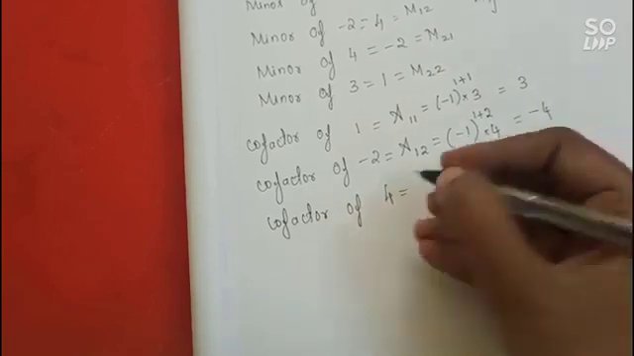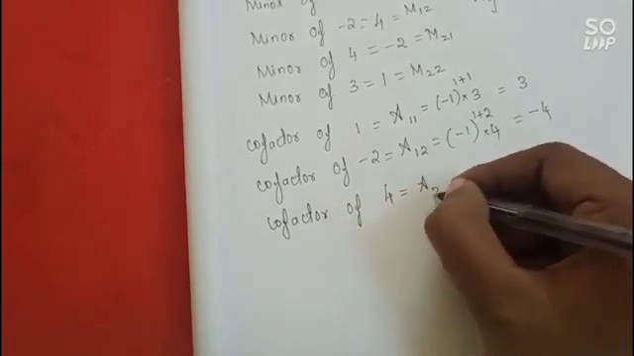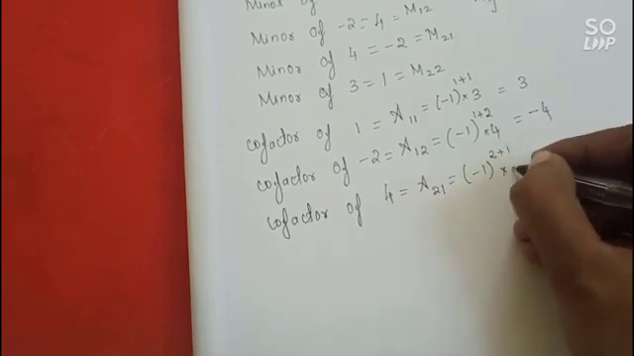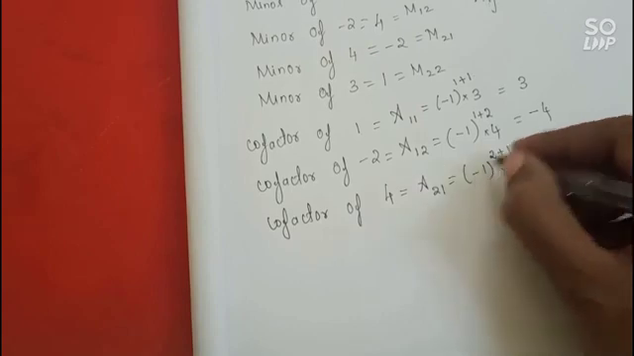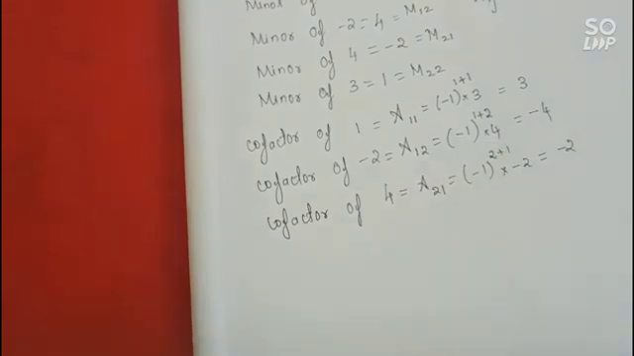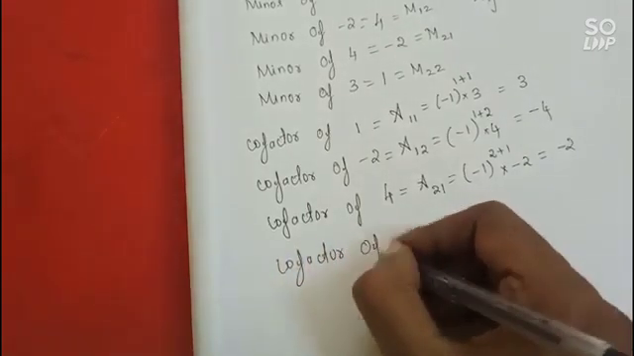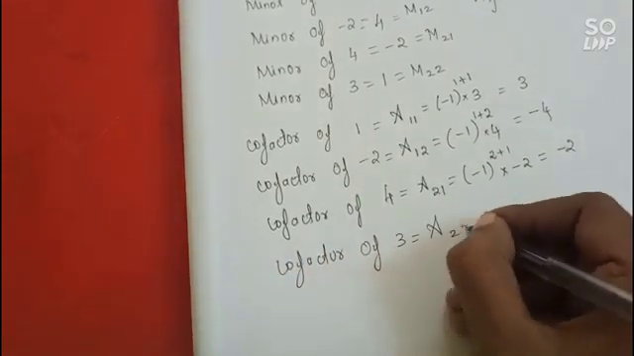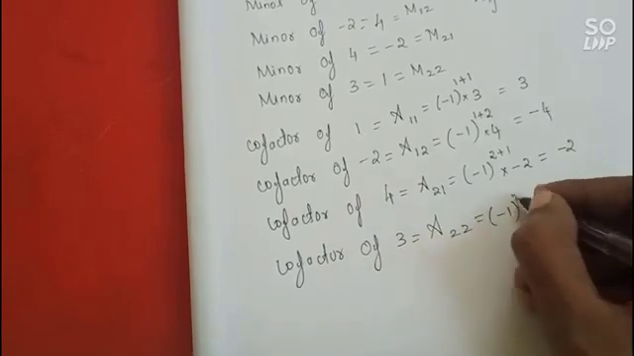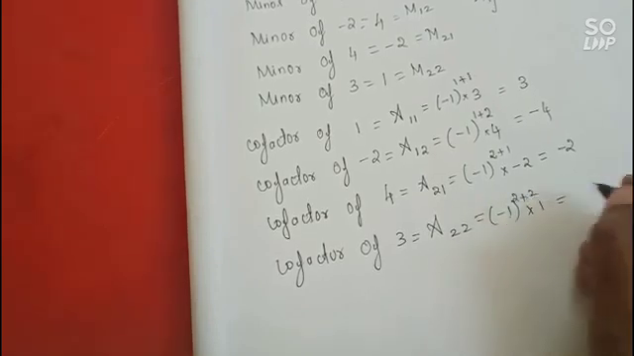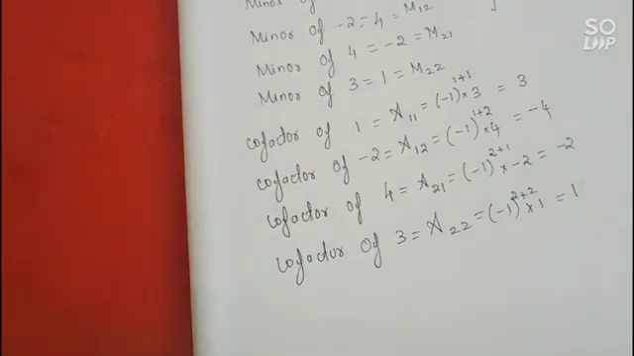Cofactor of 4. So what will happen? A21 is equal to (-1) to the power 2 plus 1 into -2. Then next one, cofactor of 3. That's equal to A22, which is (-1) to the power 2 plus 2 into 1. So 2 plus 2 means 4, and (-1) to the power 4 will be plus 1. So you will get this. Now you got all the answers.